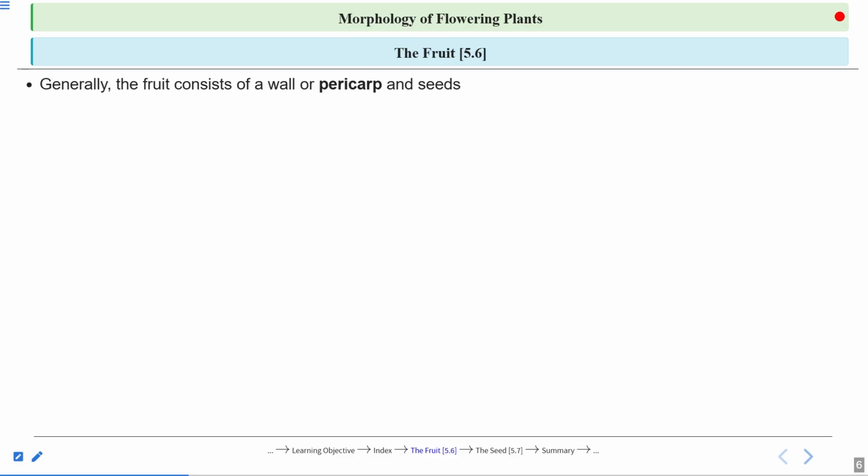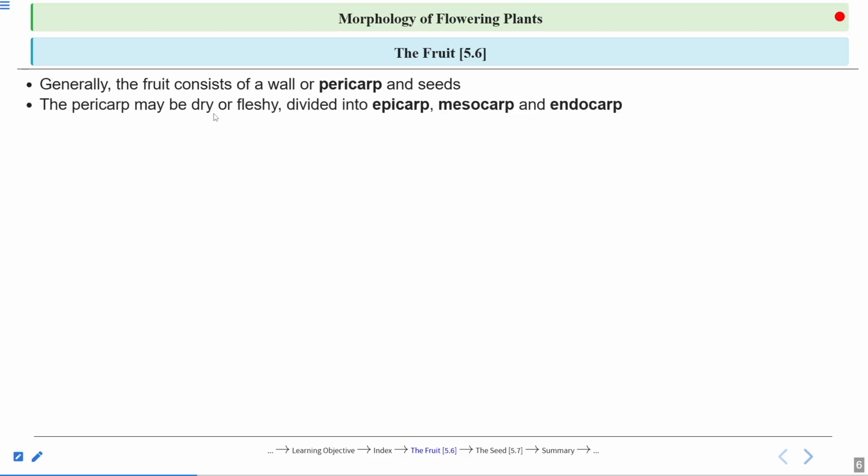Generally, the fruit consists of a wall or pericarp and seeds. If you see the fruit, what you see outside has a wall, and that wall is called the pericarp. And inside the fruit, what is there? Seeds. Just imagine that there is a fruit and it has a wall. Its wall is called the pericarp.